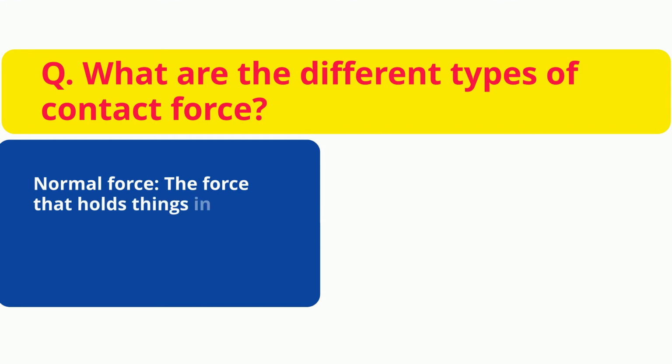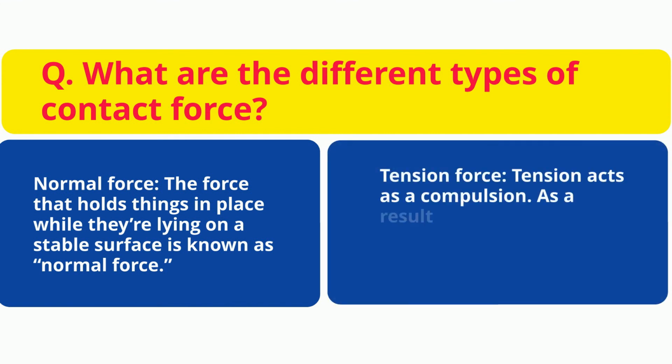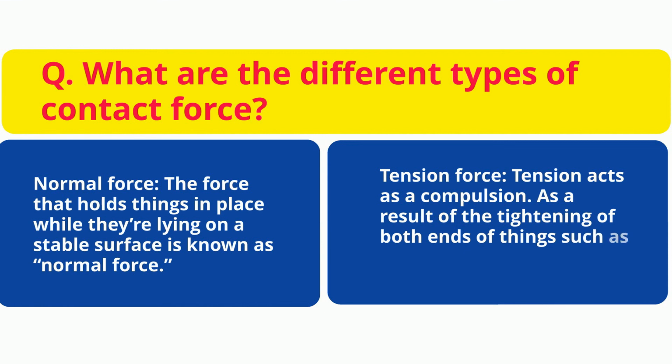Normal force, the force that holds things in place while they are lying on a stable surface is known as normal force. Tension force, tension acts as a compulsion, as a result of the tightening of both ends of things such as wires, ropes, cables, and rods.